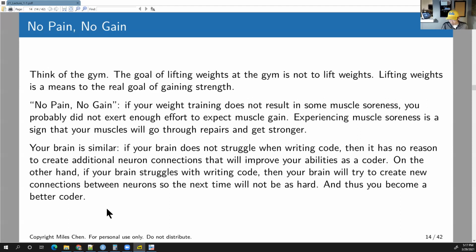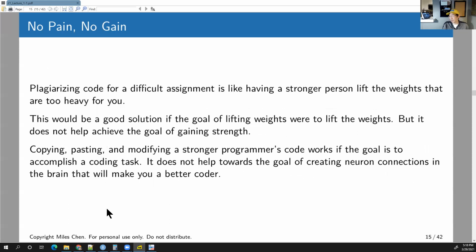And so, when your brain struggles, if you find it a struggle to write down or figure out the code, that's actually a good sign, because that means you are challenging yourself and you will get better. All right. And so, my hope is that with the homework assignments I give you, you will be challenged and that you will work through that challenge, and that working through the challenge will make you better at coding and give you more confidence in your coding skills.